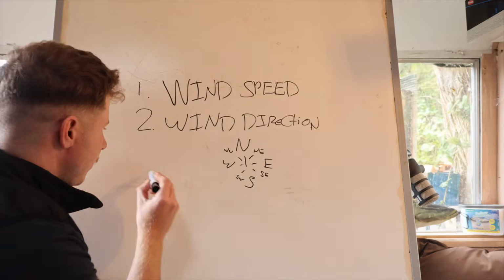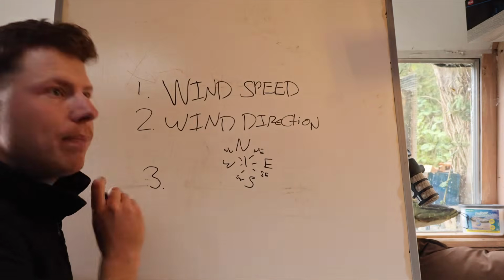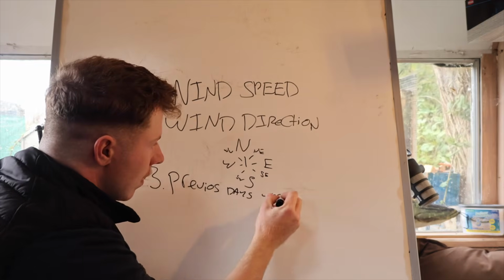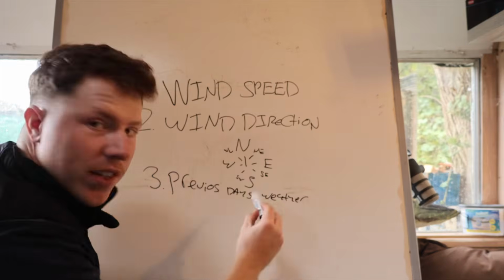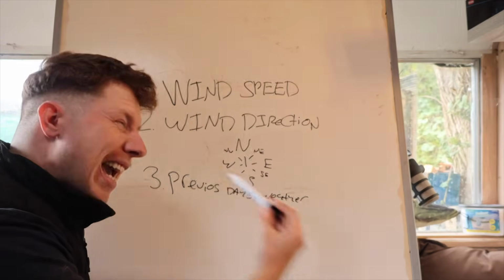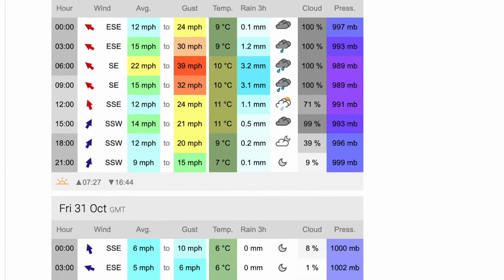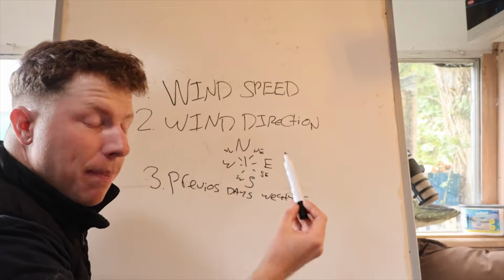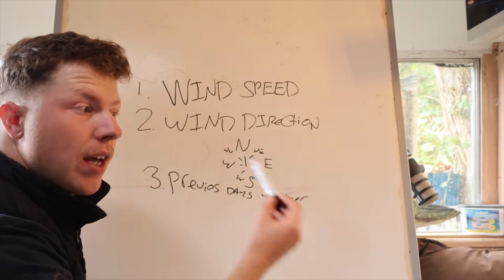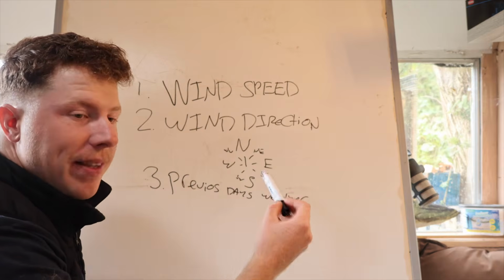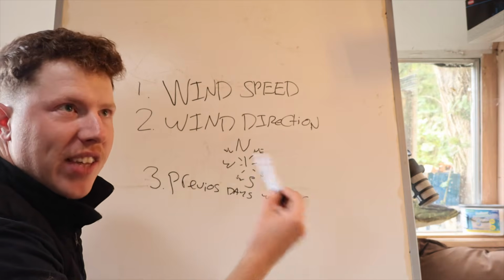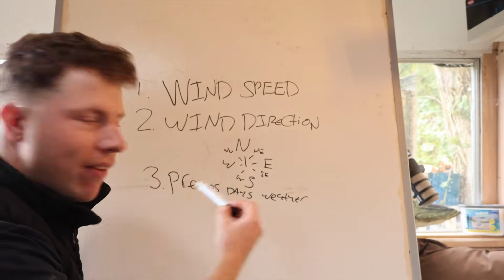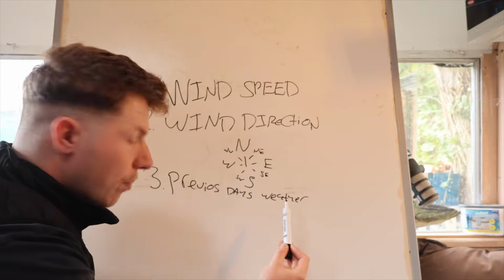Number 3. The third thing we need to look at, previous day's weather. Now, previous day's weather matters. If it's been absolutely howling all day on the Monday and Tuesday's meant to be nice, it might not be as nice as you think, because Monday has built so much energy up in that sea, it takes time for that sea to calm down. Again, we're going to talk about all this later when we bring it all together, but for now you've got to consider the previous day's weather.